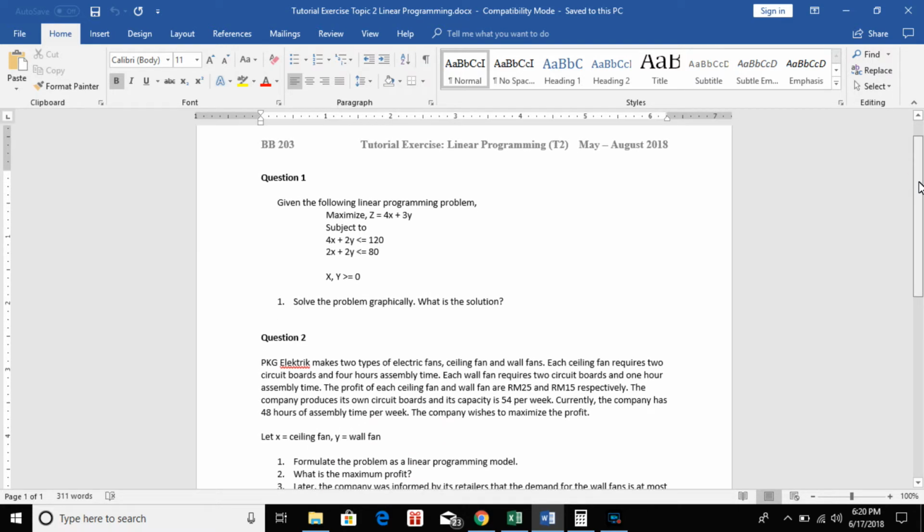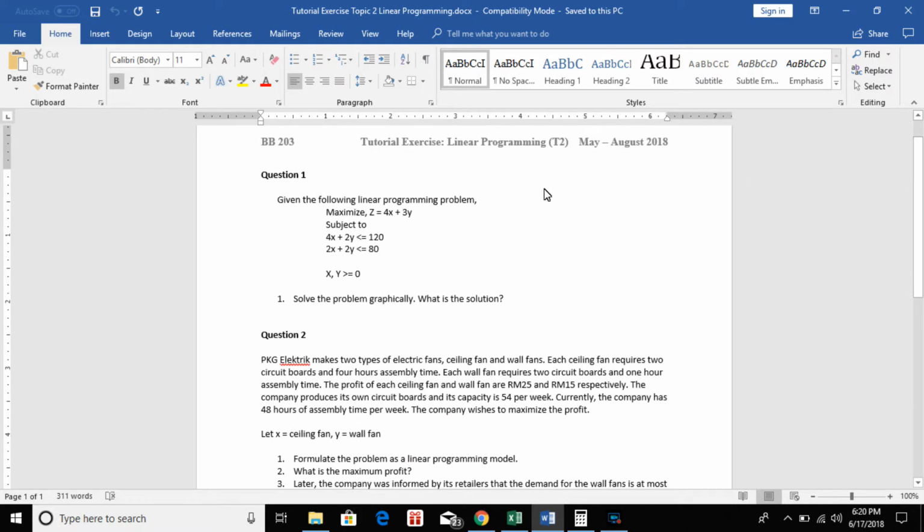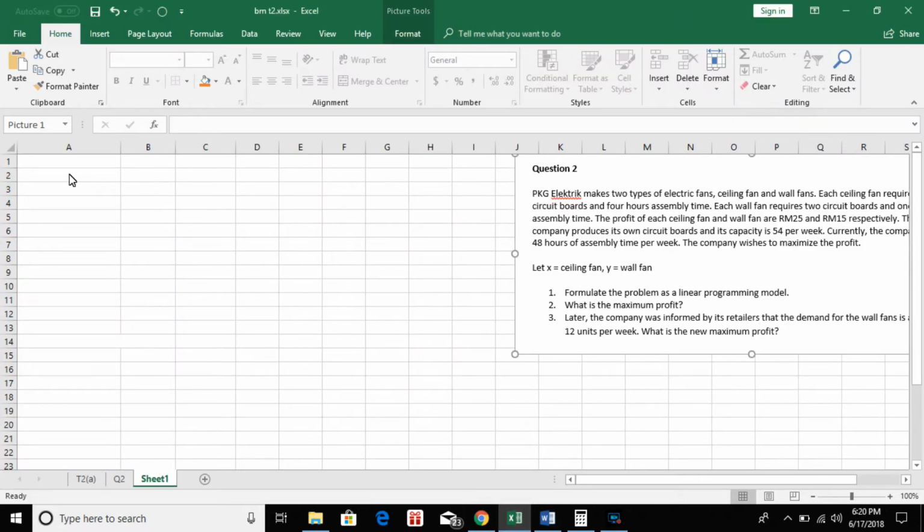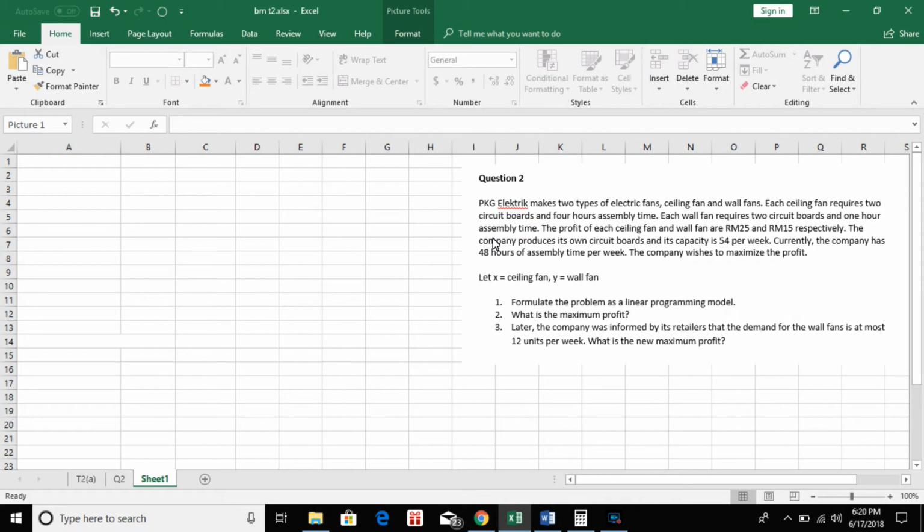Hello everyone. Today I am going to do a question from tutorial 2 on linear programming. As you can see, question number 1 is already formulated into equations, so it will be easier to do, but I will do question number 2 because the data is given as raw data, so I will convert it into equations and then formulate them. So straight away I cut this question and paste it into Excel. We go there and I will read the question for you guys.